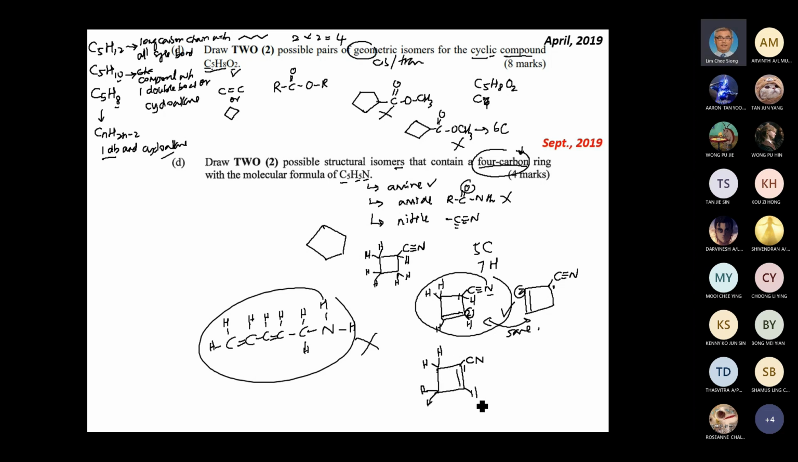chemical structure, and count the number. Is it correct? Yes, correct. So that means we have 2 answers to draw. Is it clear? Clear? Get it? Okay. Now I give you 1 question to answer. Are you ready?